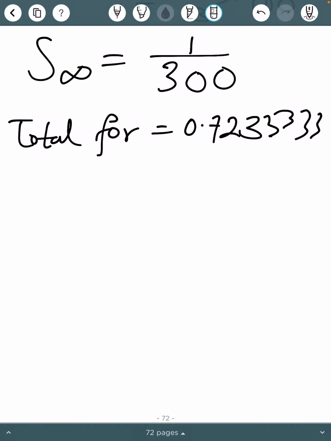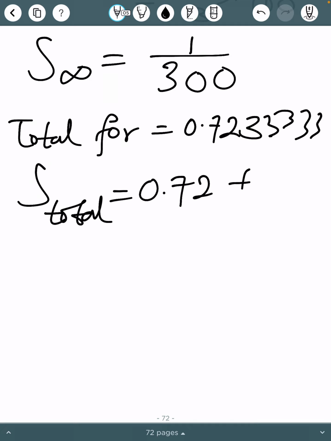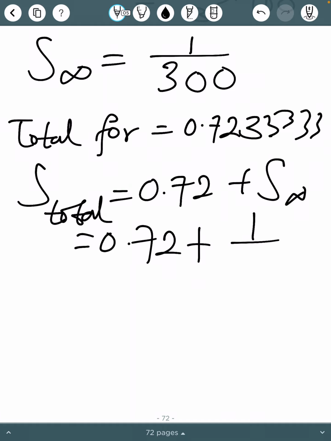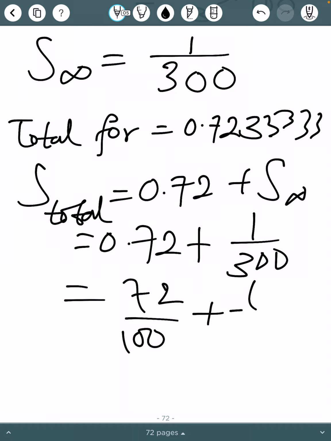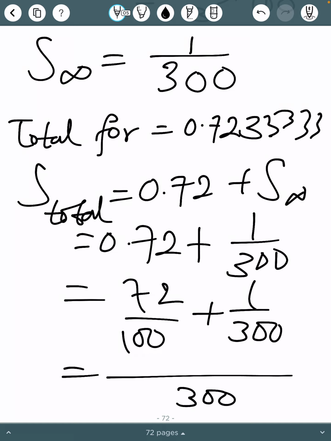That means my total sum will now be the 0.72 part plus the sum of my GP to infinity. That means my total will be 0.72 plus 1 over 300. What is 0.72? That's 72 over 100 plus 1 over 300. So that gives me LCM 300. 3 times 72. What is 3 times 72? 216 plus 1 over 300.